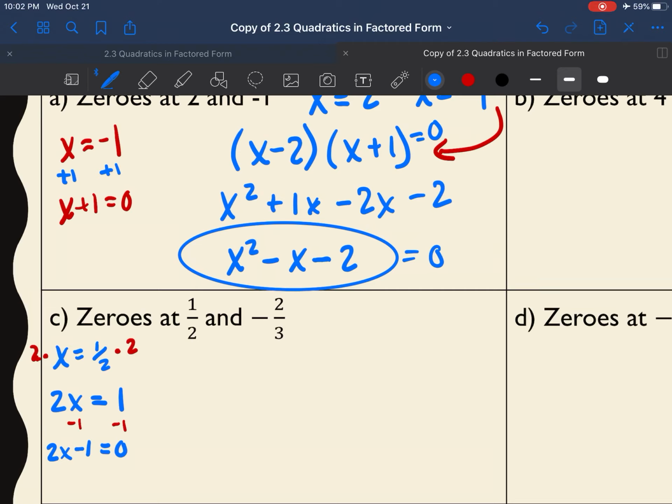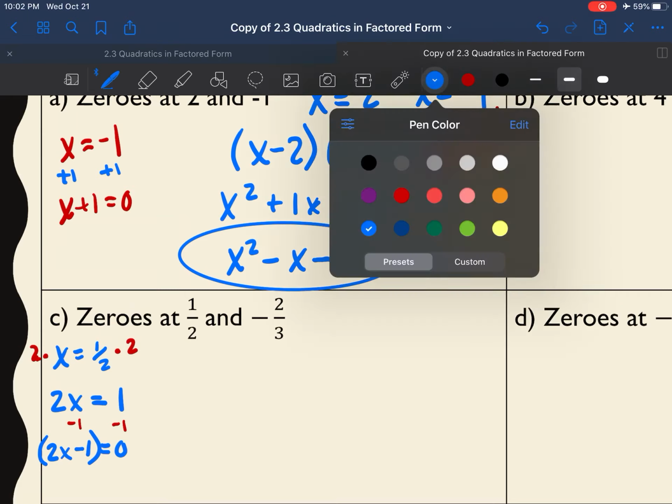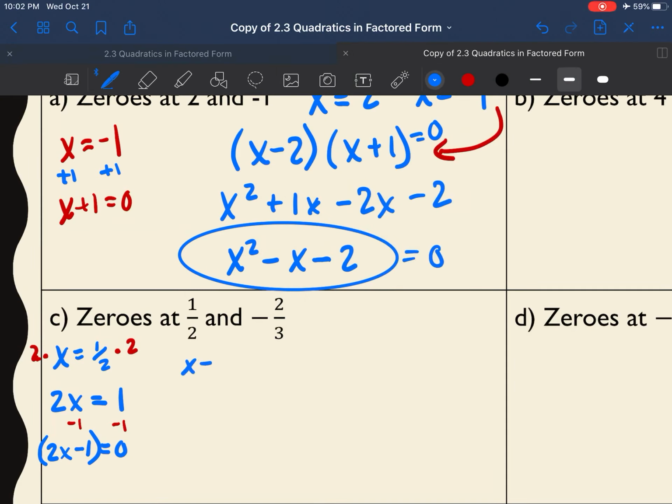And so that is going to be one of our parentheses. Now we'll do the same thing to find the other parentheses. So we'll start with x equals negative 2/3. We will multiply both sides by 3, so that'll give you 3x and negative 2. And then you add 2 to both sides, so you get 3x plus 2 equals 0. And then there's your other set of parentheses.